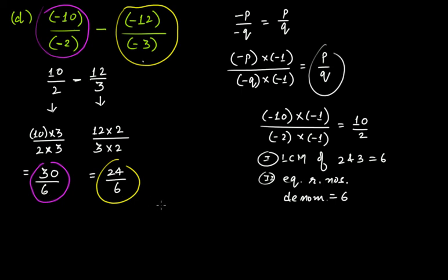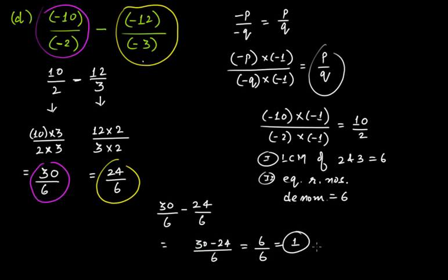Now you have to subtract these two. So if you subtract this, you have 30 over 6 minus 24 over 6. So you get 30 minus 24. This gives you 6 over 6. That is, it gives you 1. Okay, so this is the answer. If you simplify it, 6 over 6 means what? 6 over 6 means that it is 1. So this is the way to subtract two rational numbers.